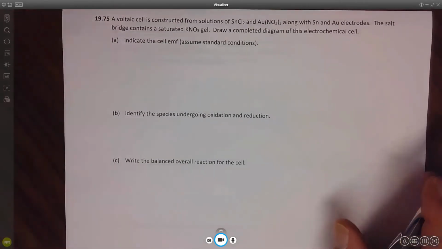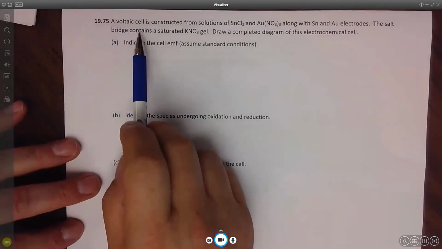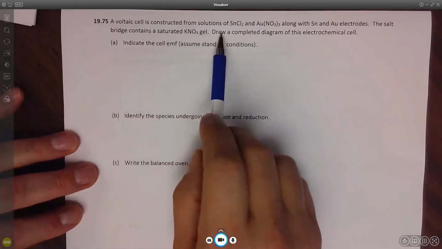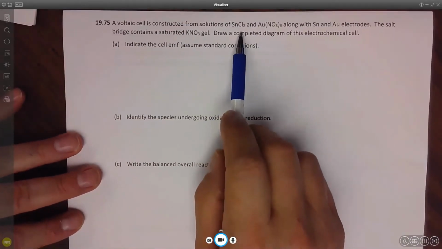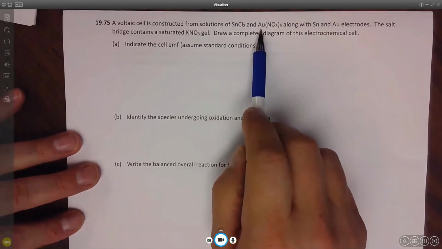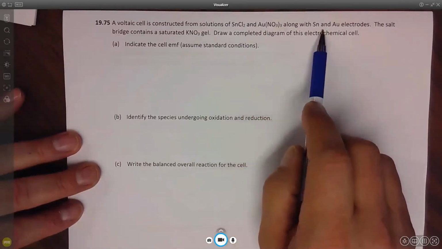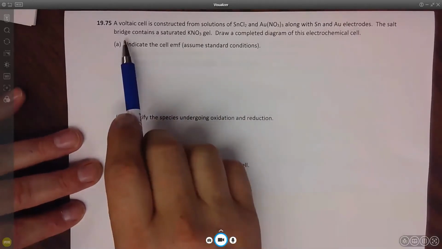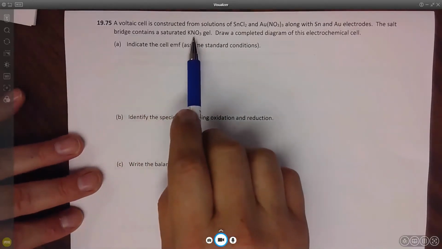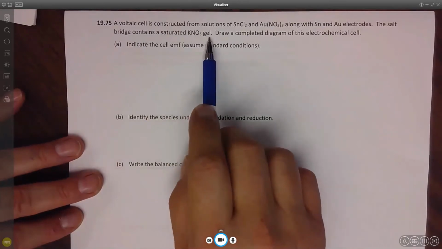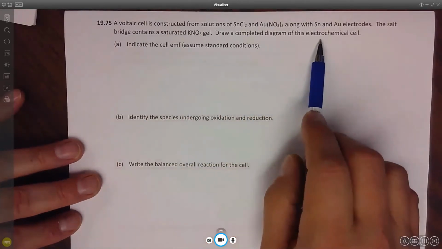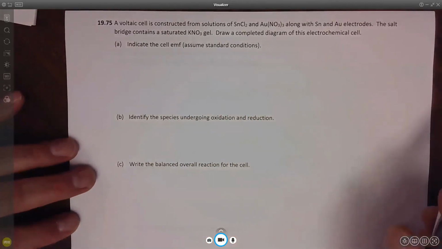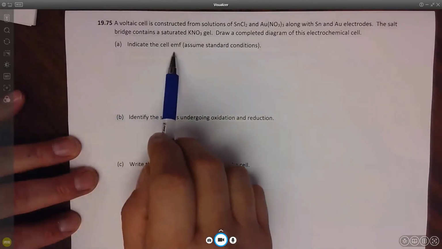Okay, number 75 says a voltaic cell is constructed from solutions of tin 2 chloride and gold 3 nitrate, along with tin and gold electrodes. The salt bridge contains saturated potassium nitrate gel, and it wants you to draw a completed diagram of the electrochemical cell. So first it says indicate the cell EMF.